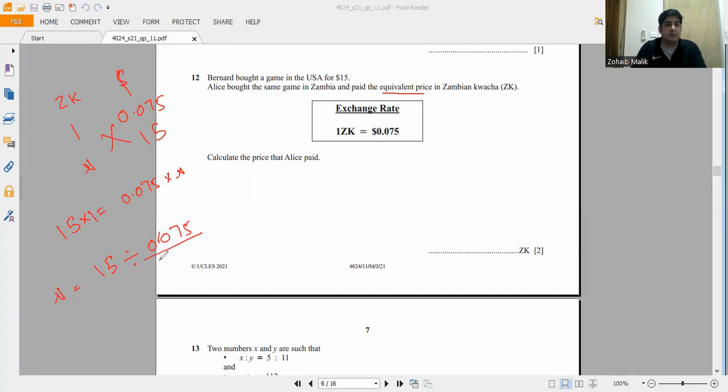Now the point is finished, 3 zeros are there. It means this is equal to 15 multiply 1000 over 75. 15 ones are 15, 15 5s are 75, and now 5 ones are 5, 5 2s are 10. This is equal to 200 ZK.